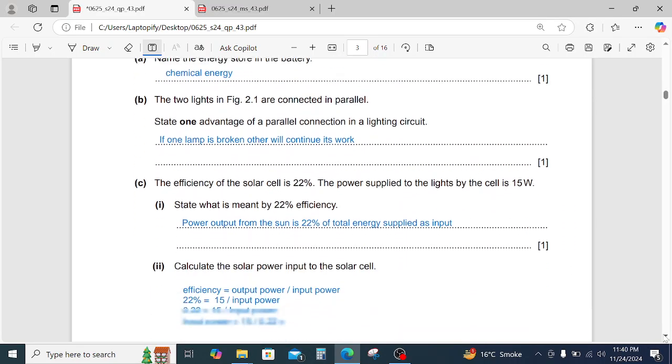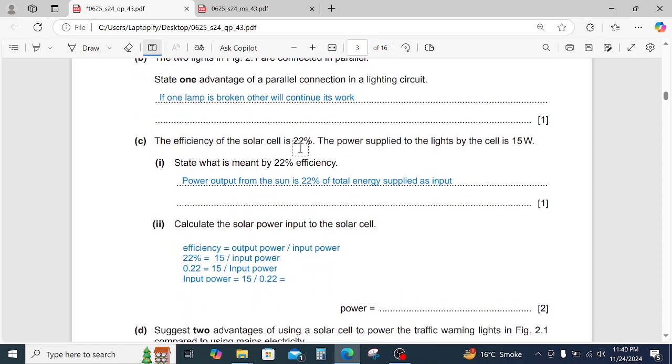Next is, the efficiency of the solar cell is 22%. The power supplied to the light by the cell is 15 watt. What is the unit of power? State what is meant by the 22% efficiency. It means if 100% light is falling on the solar cell, then this solar cell converts 22% into the form of output, and the rest of the energy will be lost. Okay, so I have written here, power output from the cell is 22% of the total energy supplied as input.